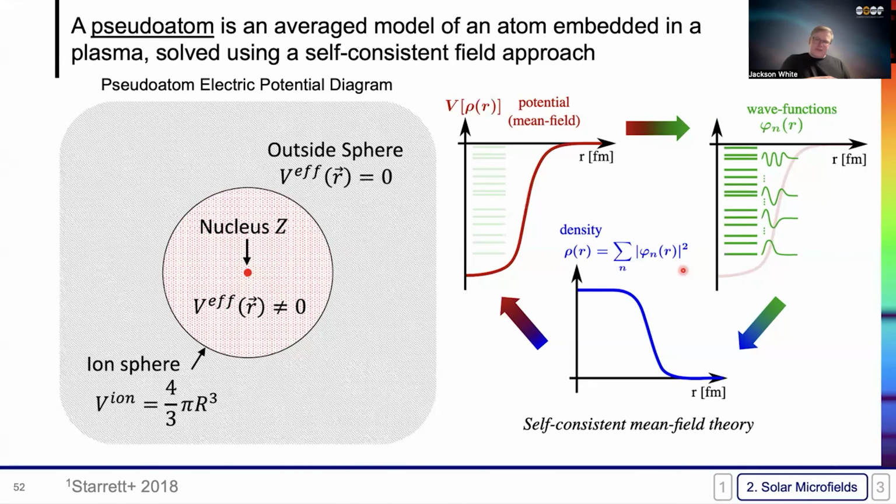So we guess at what the effective electric potential is around some nucleus in a plasma, and then we use that initial guess to solve for the electron wave functions. We use those wave functions to solve for the electron density, and then we solve for a new effective electric potential using that guess of the density. So we go through this loop over and over again, and the hope is that eventually we converge to what we call a self-consistent solution, where we get a potential that gives us a set of wave functions, which gives us a density, which gives us back our same electric potential.